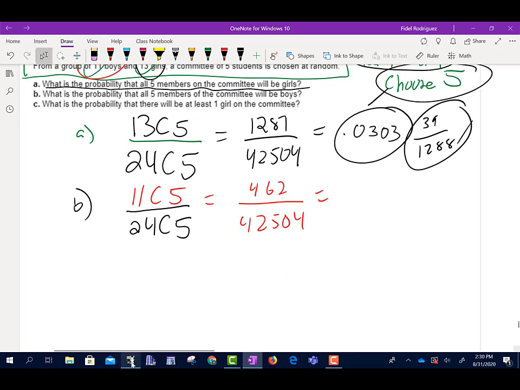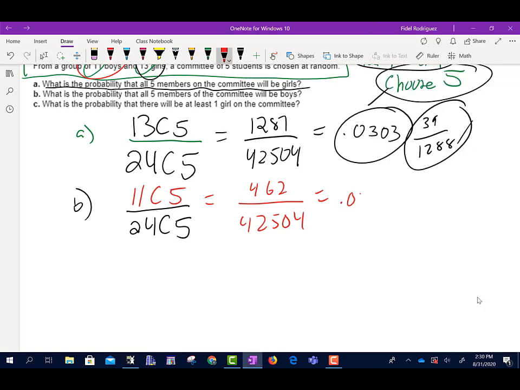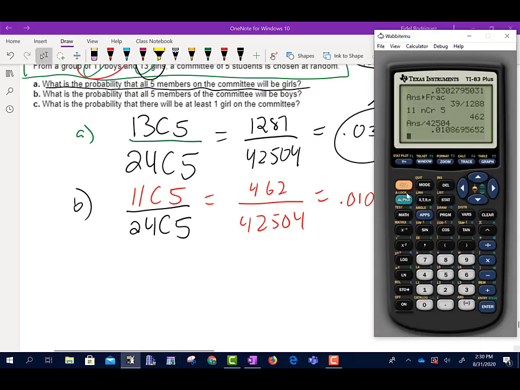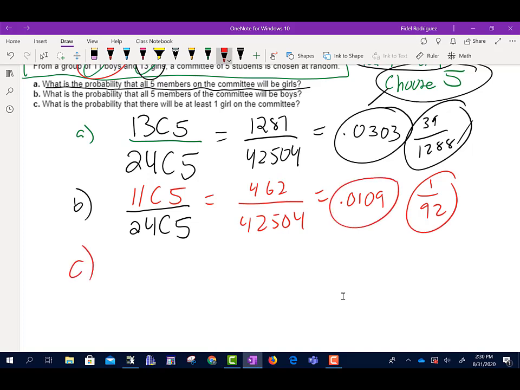So let me go ahead and divide that out. 462 divided by 42,504. Okay. And if I go to 4 decimal places, 0.0109, and let me see if it'll reduce it to a fraction for me. So if I go math, convert my answer to a fraction, yep, 1 over 92. And again, whichever way it asks you to write it, that's how you're going to write it.